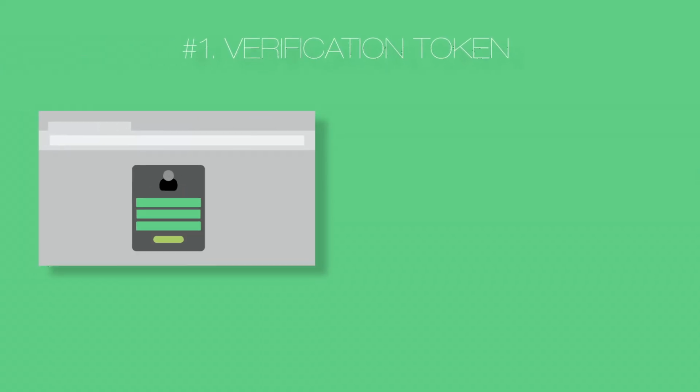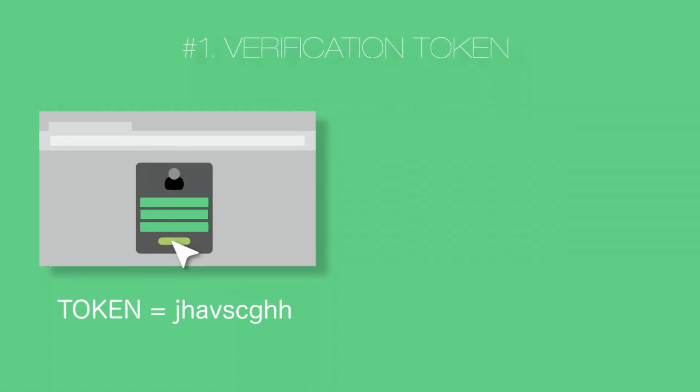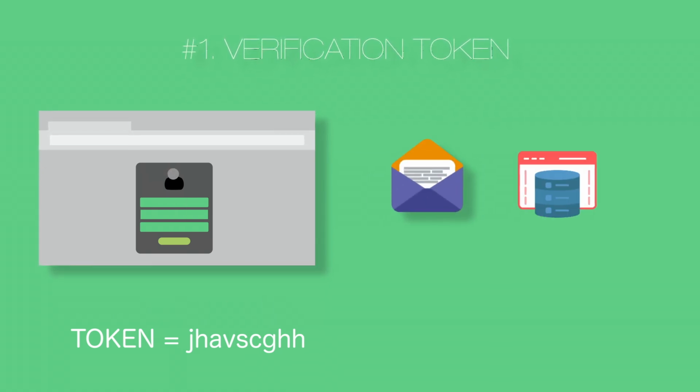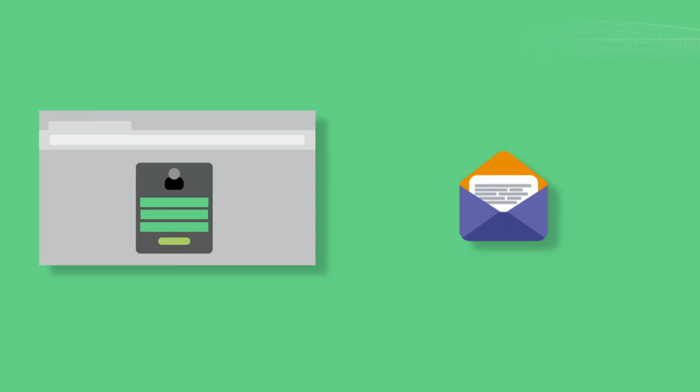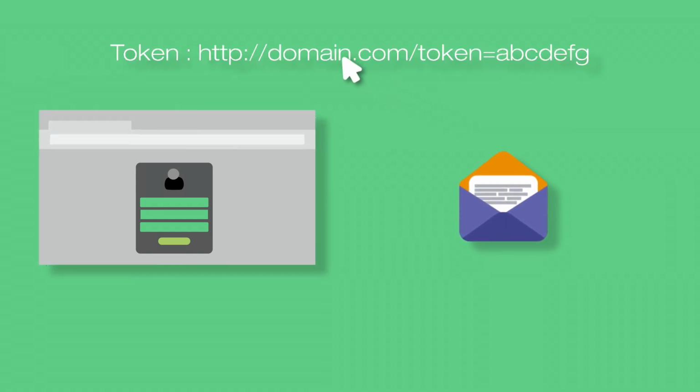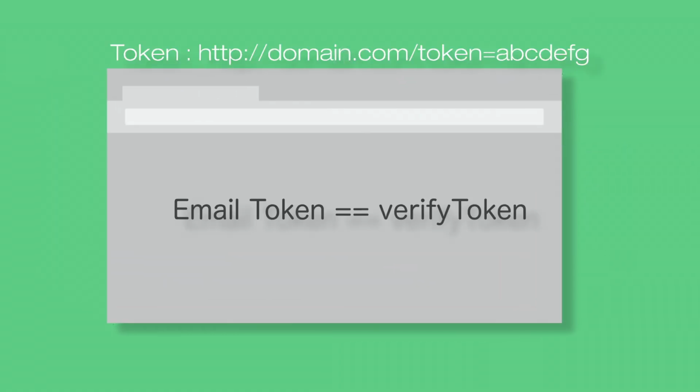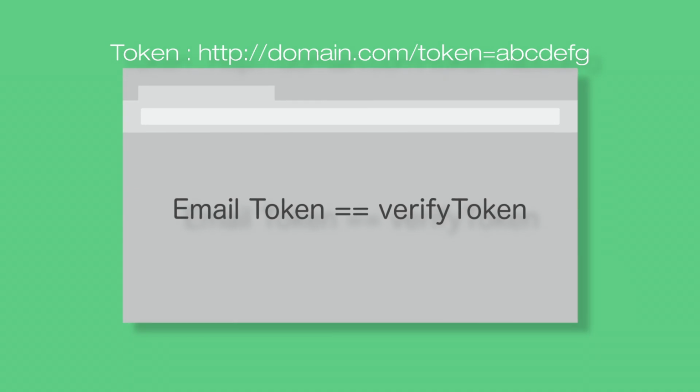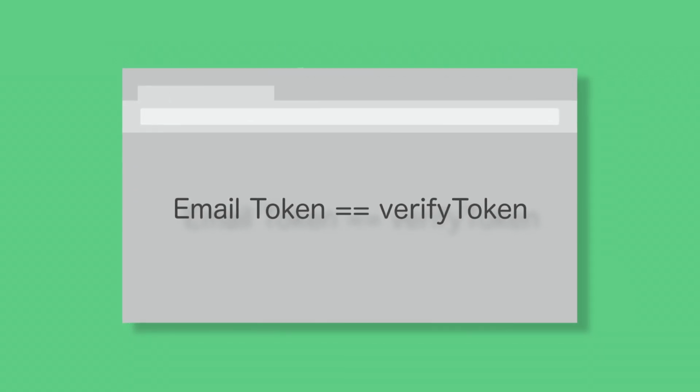Let me explain how they work in the context of your application and why they're so important. Let's start with the verification token. Here's how it works. When someone registers for the app, the backend generates a unique token for that user. The token is stored in the database, and the application sends an email containing a link like this. When the user clicks the link, the application retrieves the token from the URL and checks it against the one stored in the database. If the token matches, the user's account is marked as verified.